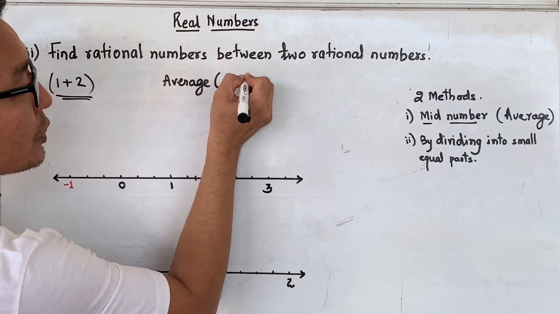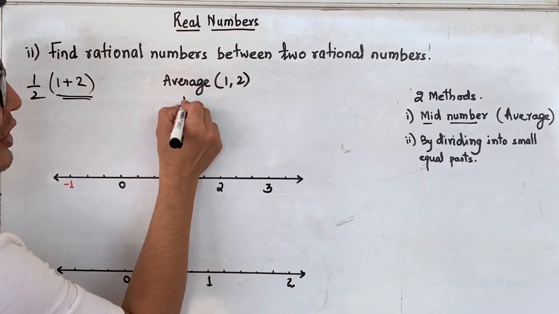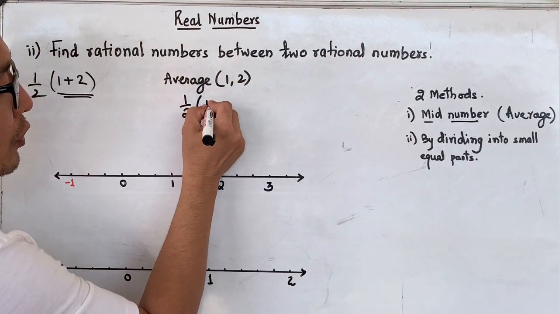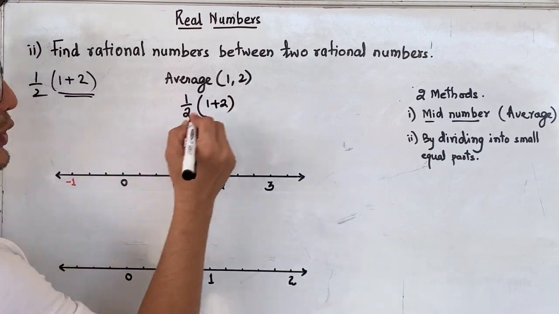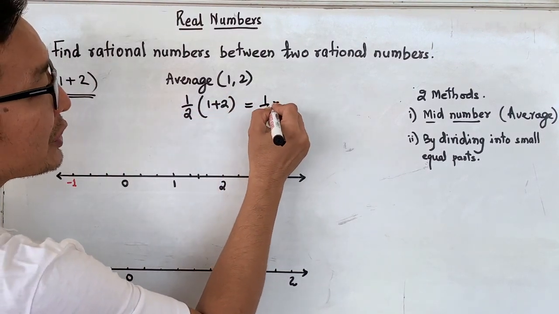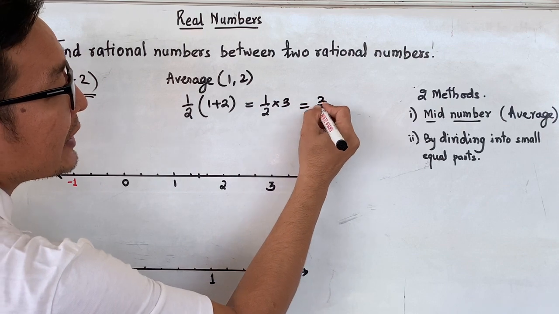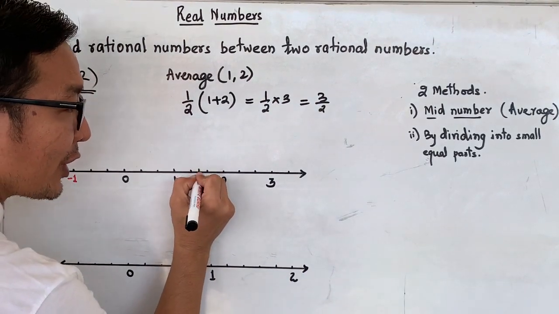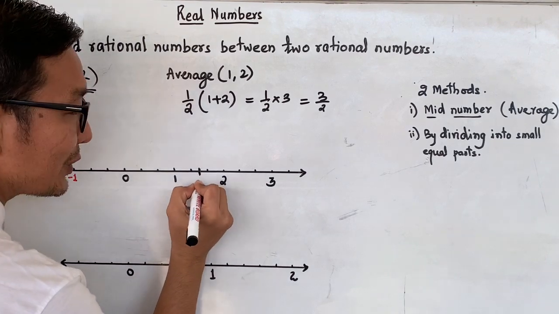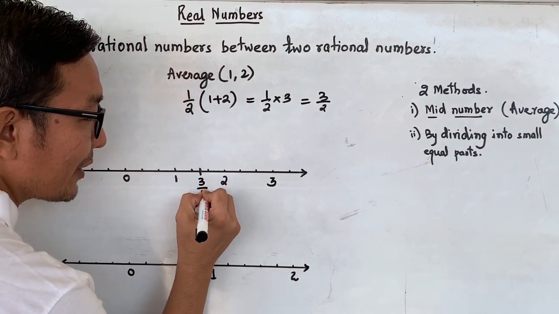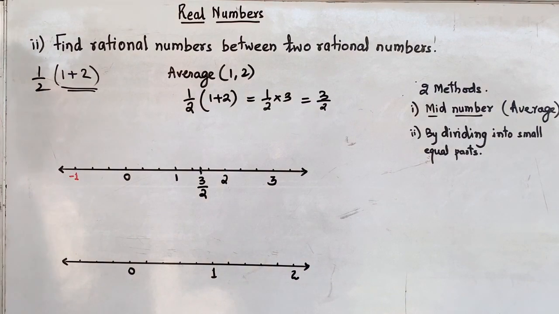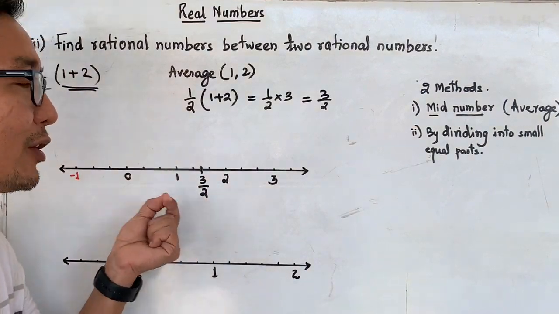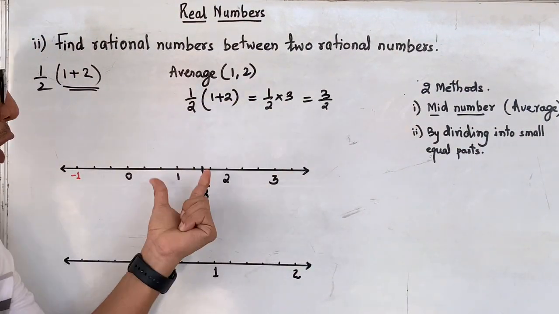The average of one and two is half of 1 plus 2, which is half of 3, so that is 3 upon 2. So this is how we get a rational number between two numbers.